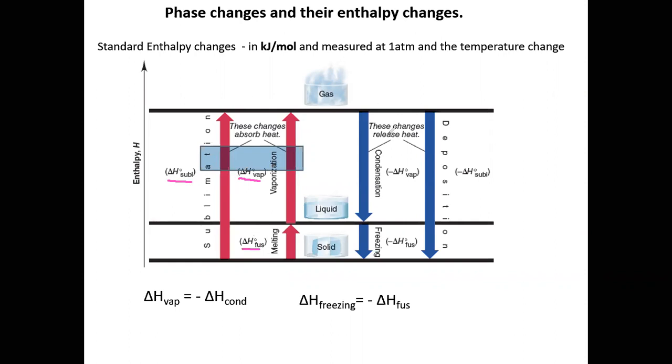Now on the opposite end, for the exothermic processes, here we're removing heat. So the way you find the delta H of condensation is you just take the negative of the delta H of vaporization. And to find the delta H of freezing, we just take the negative of the delta H of fusion. So you won't find heat of condensation or heat of freezing in a book. You'll have to know to take the negative of its corresponding counterpart.